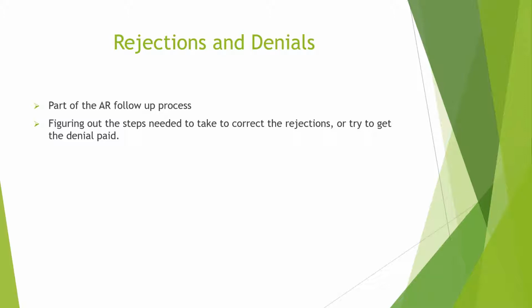So that pretty much is your rejections and denials process. And as you get further along, you'll become more familiar with which are the rejections and what are the denials. A lot of times the denials are from the insurance company. Rejections are mainly the ones that will be sent directly back to us from the clearinghouse when we submit it there to be checked for errors and things like that.